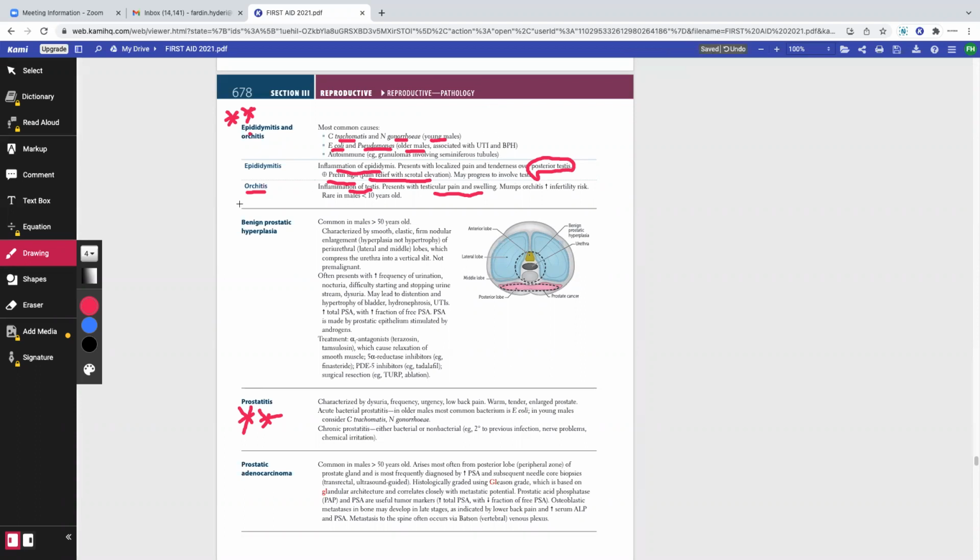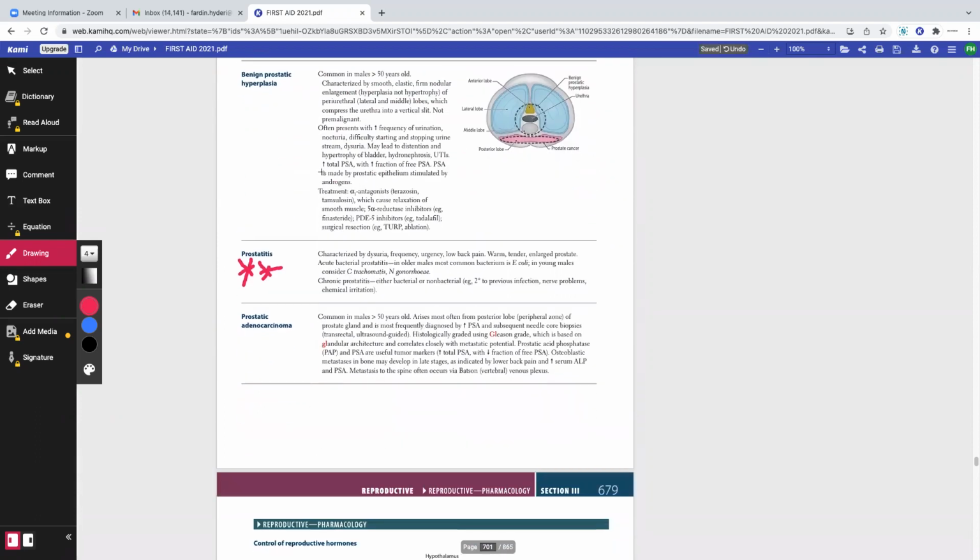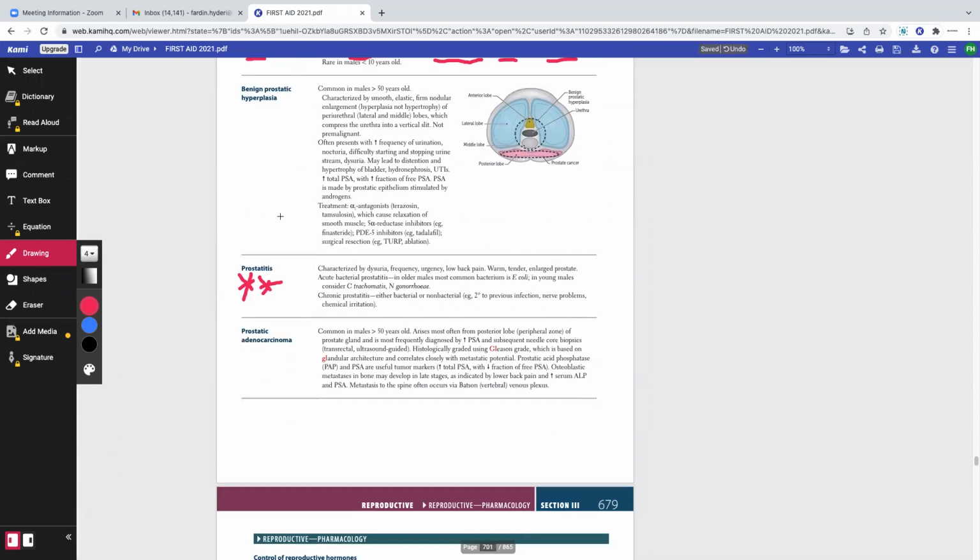One of the highest yield organisms that can cause orchitis is mumps, the mumps virus, right? One of the complications of mumps is that it causes severe orchitis. And what happens is if you do not treat orchitis, can we experience infertility, yes or no? The answer is yes. Increased risk of infertility. Orchitis is rare in males less than 10 years of age. That's that, okay? Now, let's talk about benign prostatic hyperplasia.